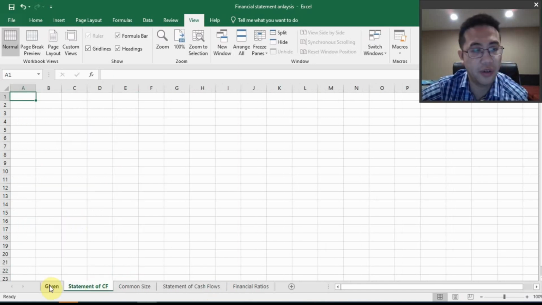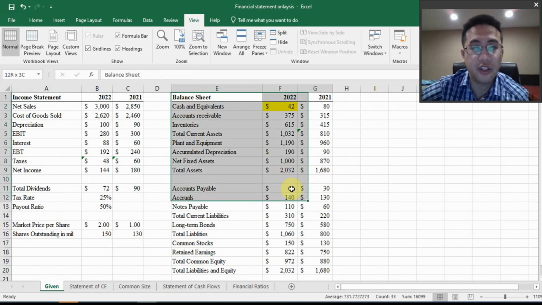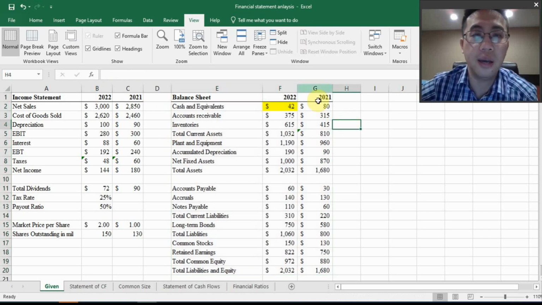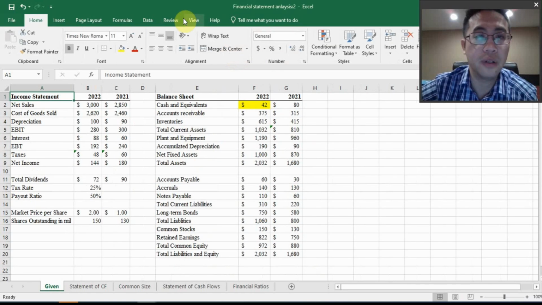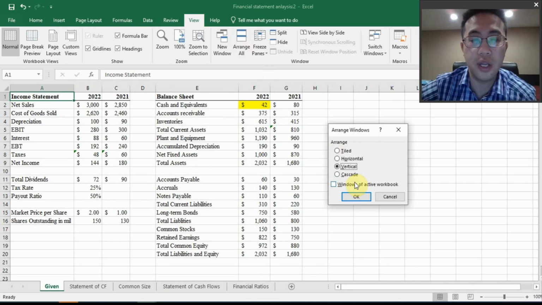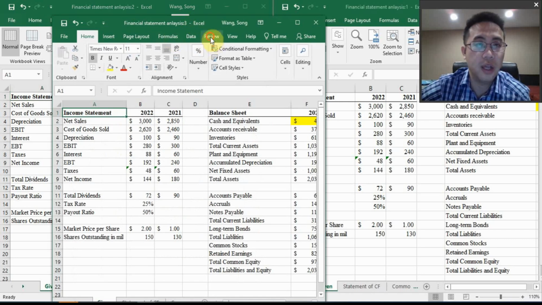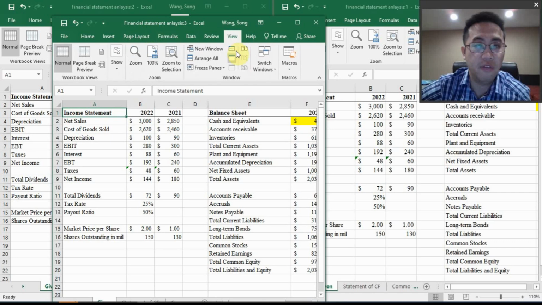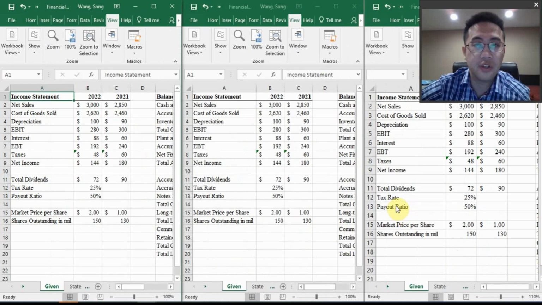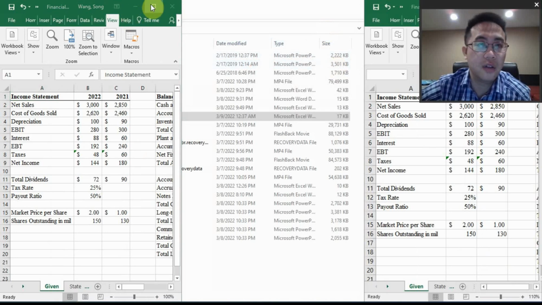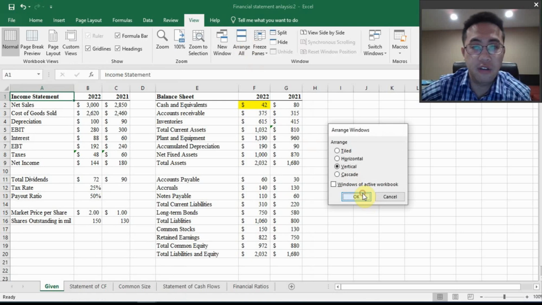So for this statement of cash flows, I need to use the numbers from the balance sheet right here. And once again, I'm going to apply the same old trick. I'm going to use a new window, and then arrange both windows in a vertical order. If for some reason you get more than two windows, and you view them vertically, and they all show up like this, don't panic. Just close one window, and that's it. And then you just rearrange it in a vertical way.